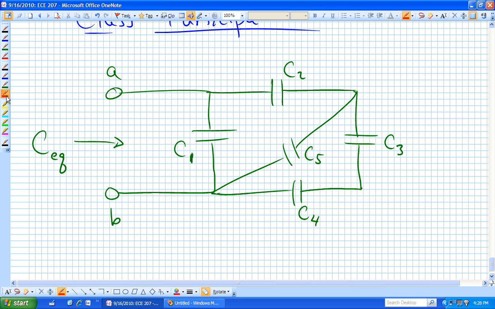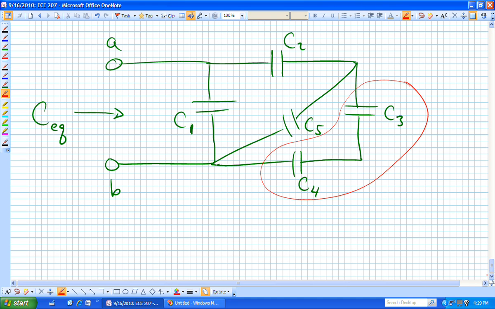If we work from, we need to work from the furthest away from those terminals, A, B, which is to the right, and go to the left, and start collapsing from the right as we work to the left. If we do that, here is maybe the first piece that we want to try to collapse. Those are in series. And how do series capacitors combine?